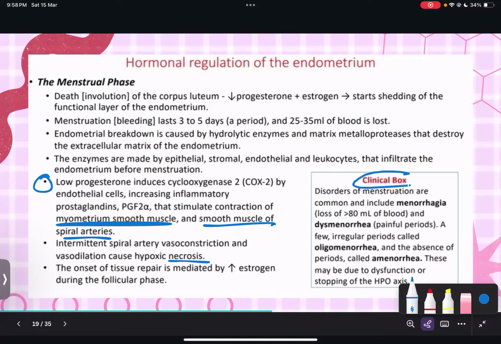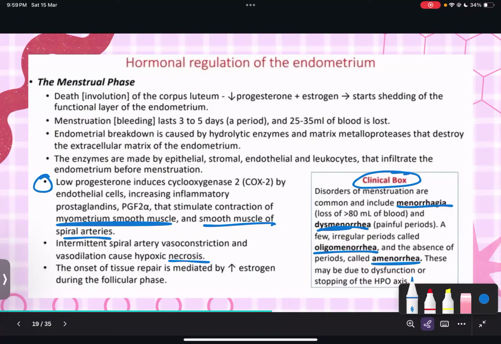But here in the clinical box, he's basically defining a couple of medical terms. First of all, there's menorrhagia. Menorrhagia is when the menstruation is heavy, so the bleeding is heavy. It's losing more than 80 milligrams of blood. Okay, that's menorrhagia. Dysmenorrhea means painful periods. Okay, so menstruation experiences can be different from person to person, but when they're painful, medically we call them dysmenorrhea. Few irregular periods are called oligomenorrhea, and the absence of a period is called amenorrhea.